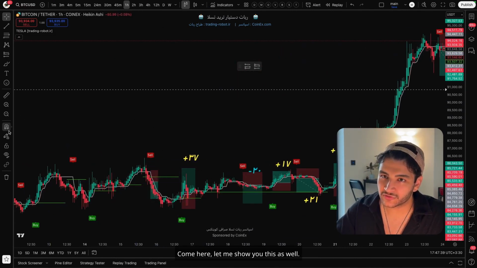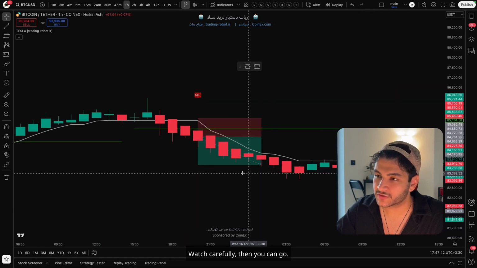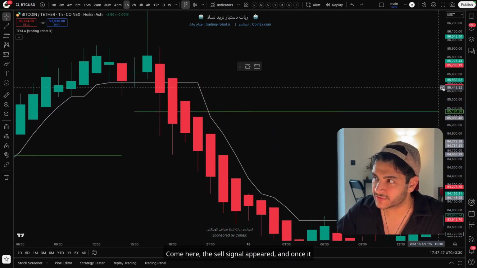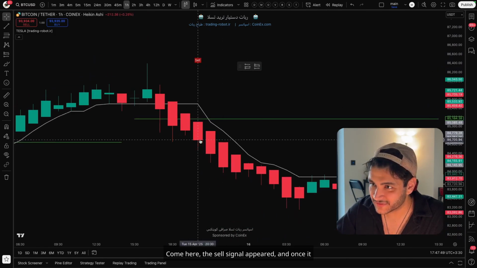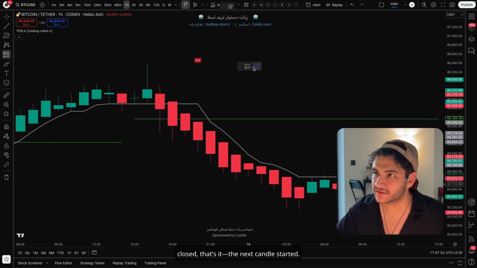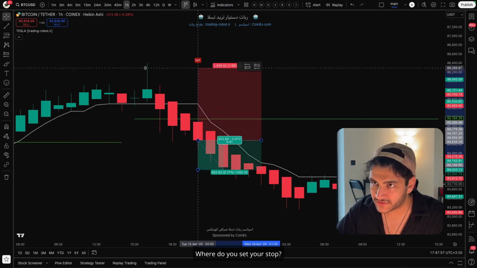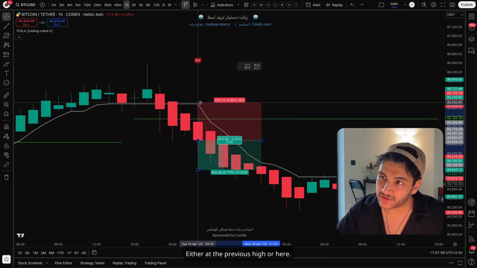Come here. Let me show you this as well. Watch carefully, then you can go. Look, my brother, here it gave you a sell signal. You enter on the candle close. Come here. The sell signal appeared. And once it closed, that's it. The next candle started. You enter on the candle close, meaning wherever it was, you hit sell. Where do you set your stop? Either at the previous high or here.